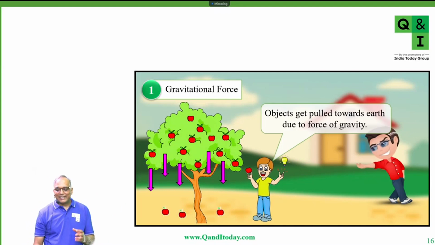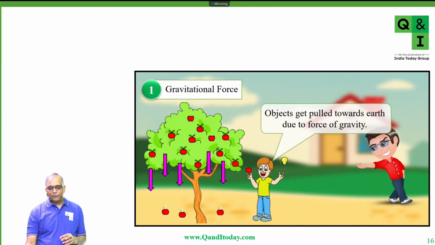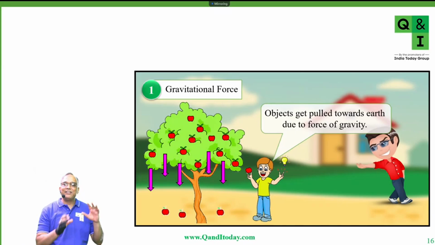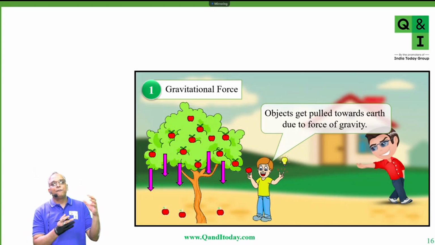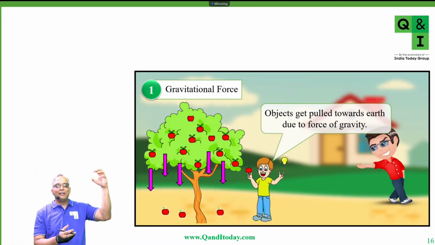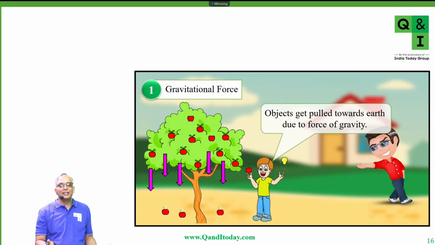Now objects get pulled towards earth due to the force of gravity. Gravitational force is between any two objects having mass. But if there is a force of attraction between one body and a second body being earth, so if earth attracts any body towards itself, that is called force of gravity. So gravitational force and gravity are different. If earth is involved, then we say it is gravity. If two objects other than earth are involved, then we say that it is a gravitational force. Is it clear?